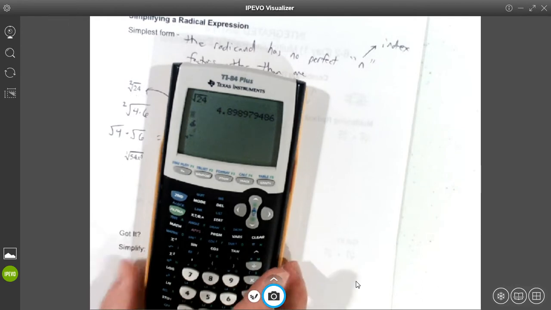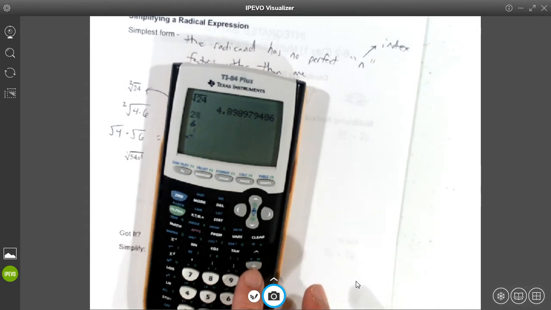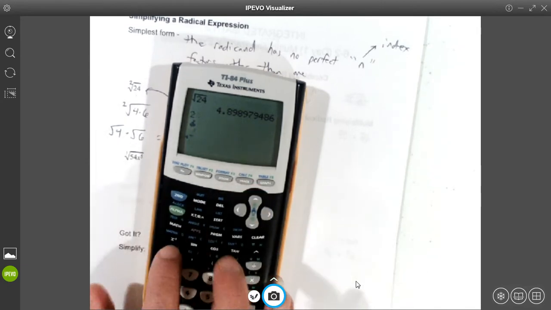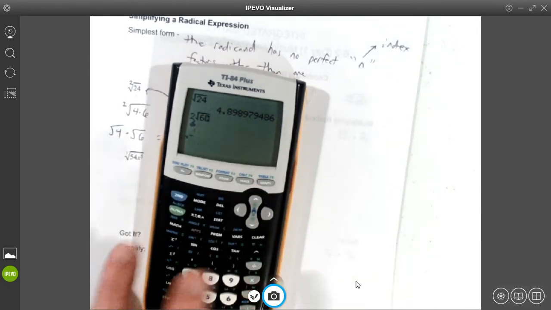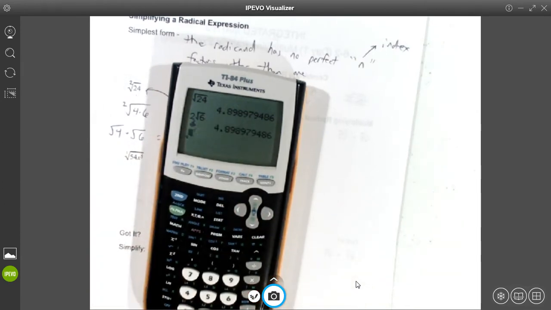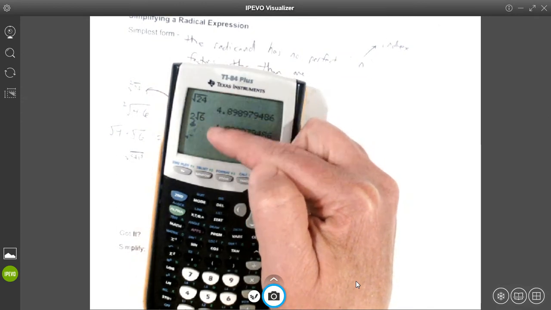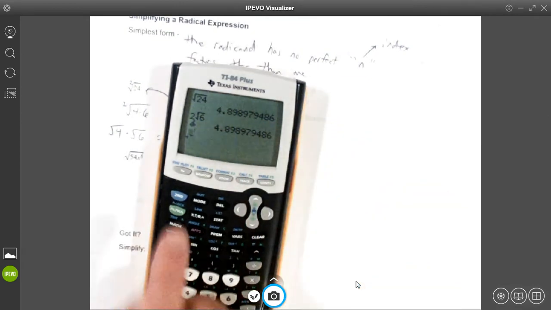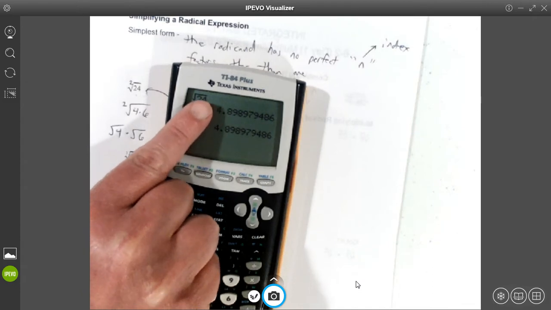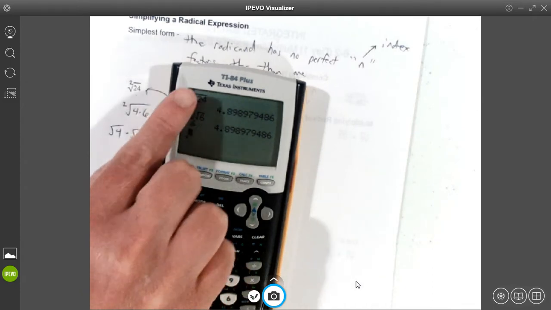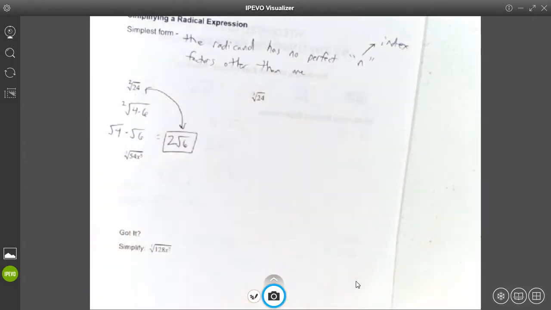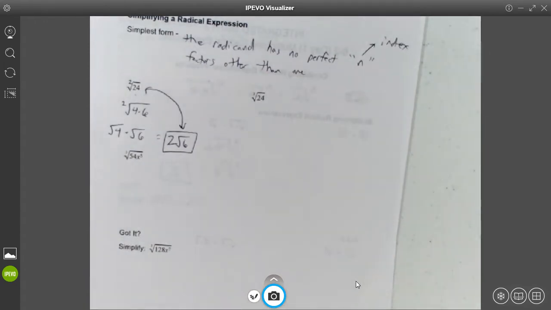But the square root of 24 is that big irrational number, and if I do 2, now I don't need to hit my times symbol, if I just do 2 and then type in square root of 6, my calculator knows that I want it to multiply. I get the same exact number. So 2 radical 6 and the square root of 24 are identical, but this is in simplest form. This is not. It's kind of like saying 3/6 and 1/2 are identical fractions. One is in simplest form and one is not.